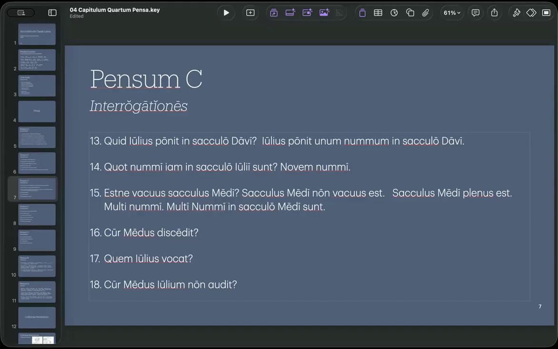Yes, many coins. And I don't think we actually know that, but let me put it this way. This is like Columbo or Sherlock Holmes. There were 100 coins. 90 of them are missing. The servant is missing. What do you conclude? Anyway, cur Medus discedit? Quia videt baculum in mensa.